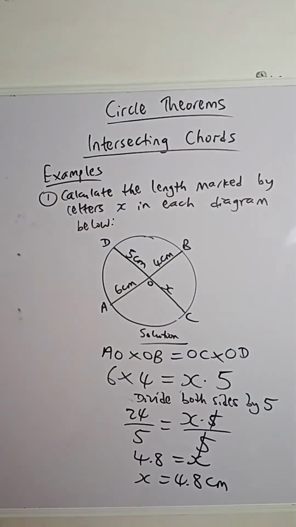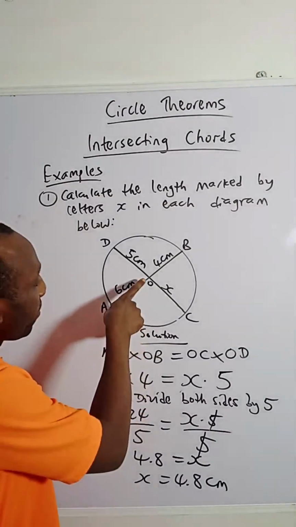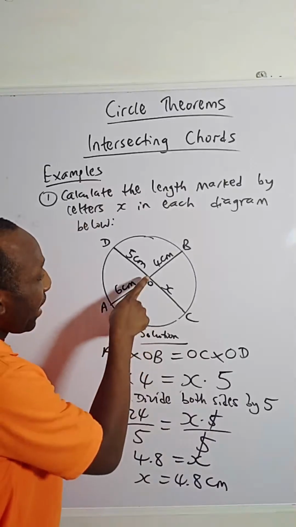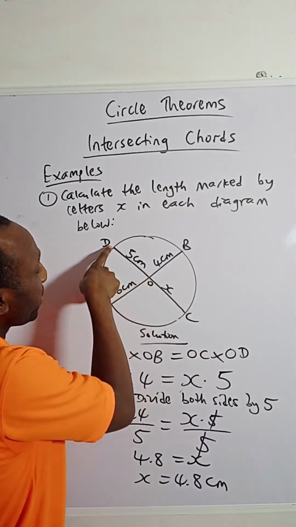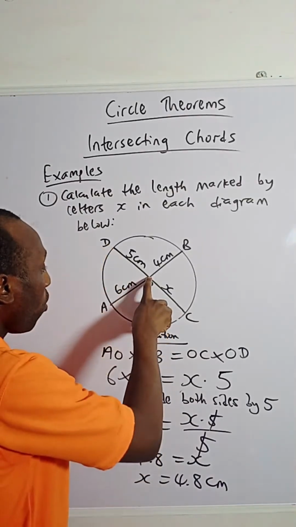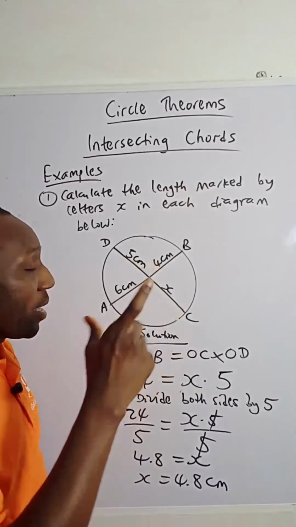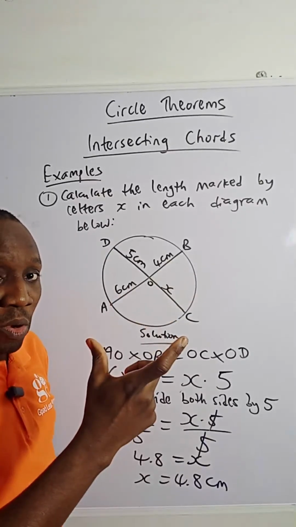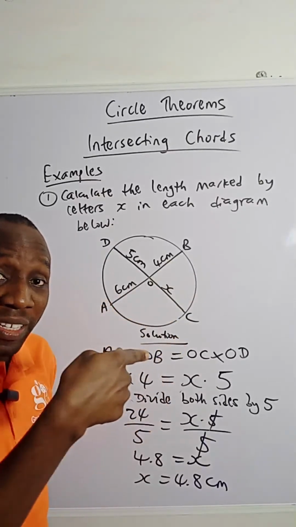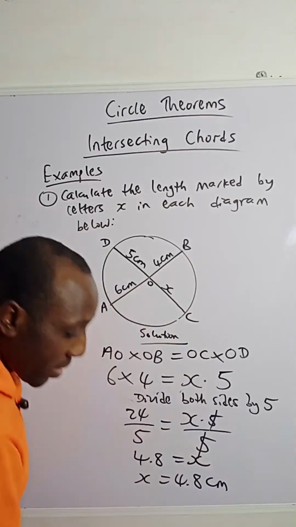So what I did was to say, from the point where they intersect, OC times OD is equal to OA times OB. So you pick a chord, you multiply the 2 parts of the chord, starting from the point where they intersect. So this is the point where they intersect here.